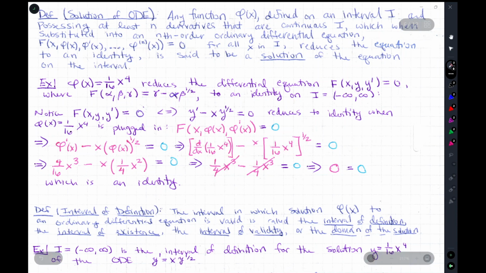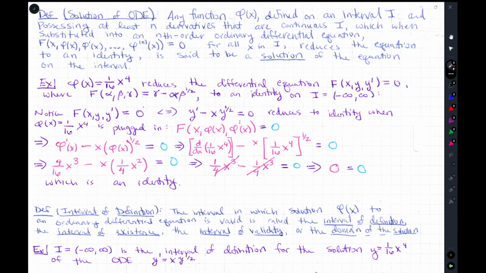When I substitute phi of x and simplify, look, the left-hand side turns to 0. We don't presume that the 0 on the left-hand side is the same as the 0 on the right-hand side, but of course 0 equals 0. So we have an identity, okay? It didn't have to be the case that we got 0.